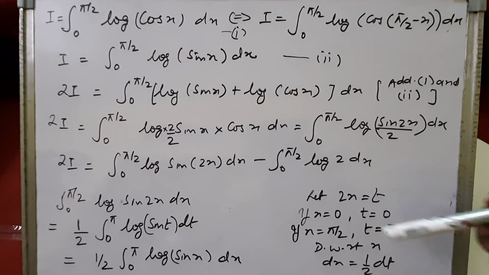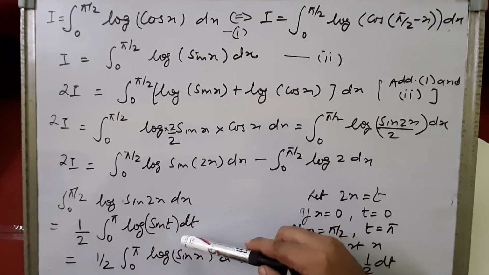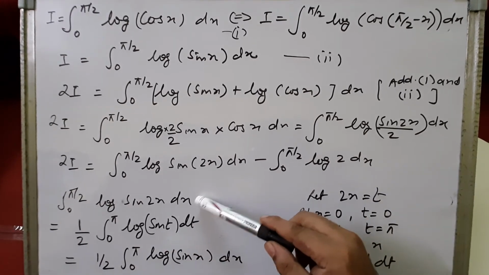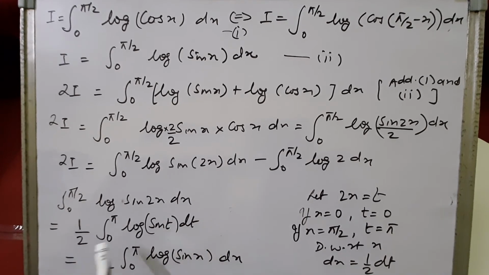Right? So when we substitute the value of 2x as t here, in place of dx we write 1 by 2 dt. 1 by 2 is a constant, so it will come out, and the limit will change to 0 to pi of log sin t. From the first property, it can be written as 1 by 2 times the integral from 0 to pi of log sin x dx. Alright, note down this much, then we'll proceed further.